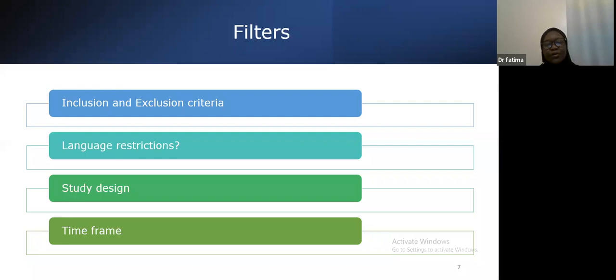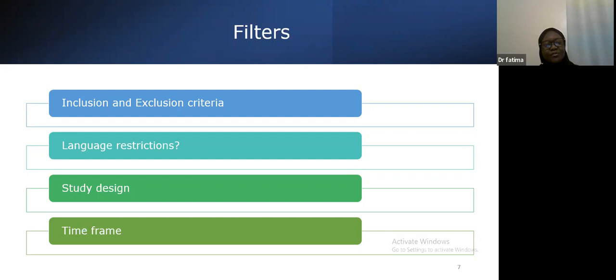Some studies use language restriction. The majority of studies would say all studies that are not reported in English would be excluded. This is because the cost of transcribing or translating studies is expensive. And then you are afraid to use maybe Google Translator, because you may misinterpret the findings of the study.